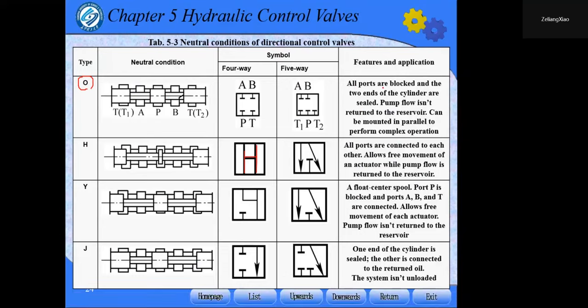Outputs are blocked. Outputs A, B, P, T are blocked. The two ends of the cylinder are sealed, control isn't returned to the reservoir, and it can be mounted in parallel to perform complex operations. O type means outputs are blocked, as in this picture.